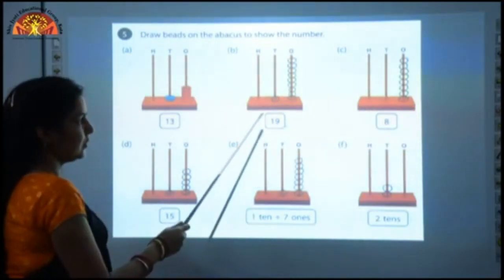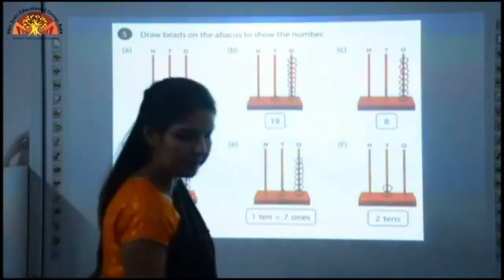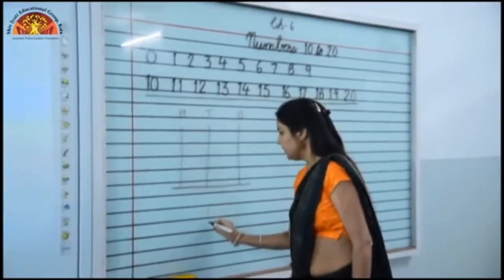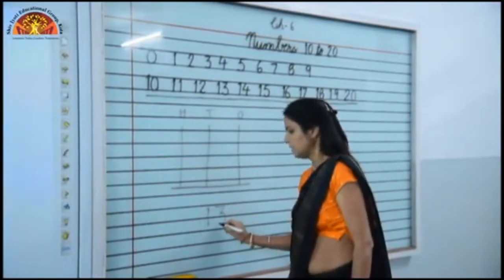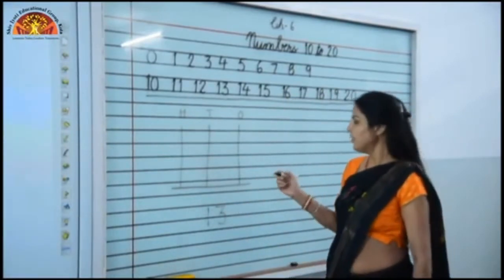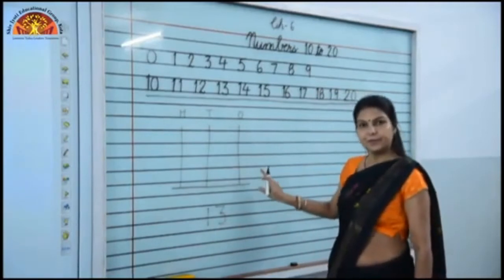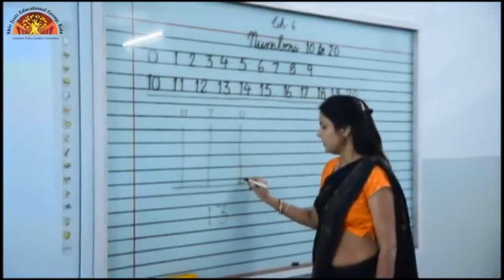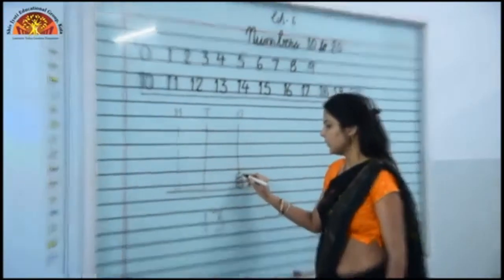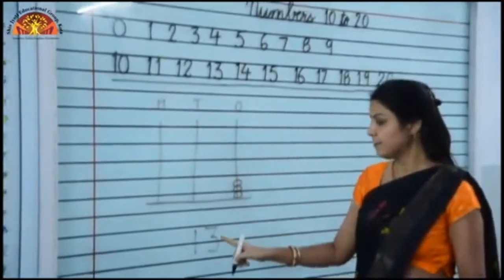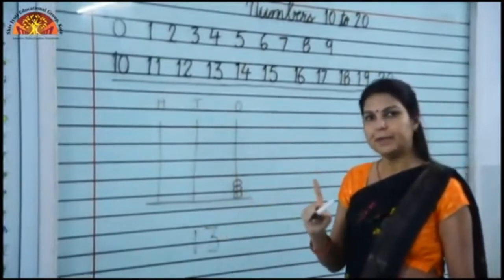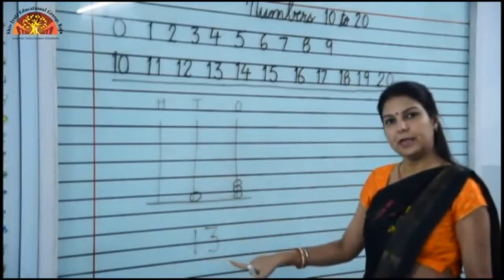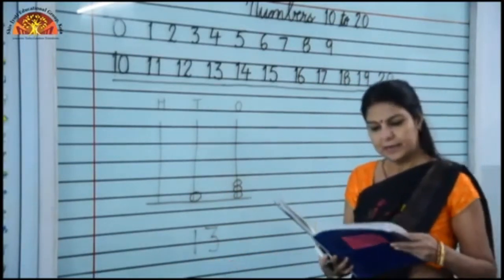Now let's move on the board. I will give you another example of it. The number is 1, 3, 13. What we will do? We will draw 3 beads at ones place because it is written at the ones place. 1, 2 and 3. And how many beads are at tens place? We will draw 1 bead at tens place. Number will become 1, 3, 13. Now see the next question.